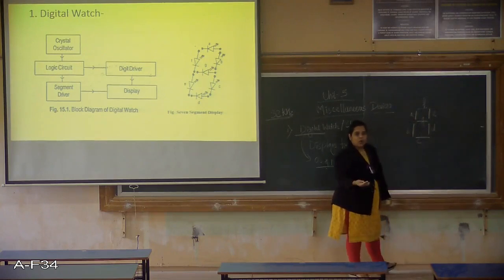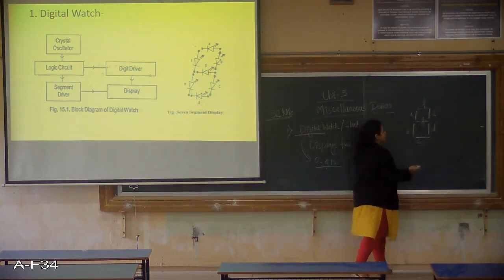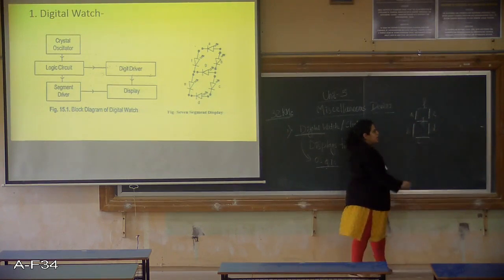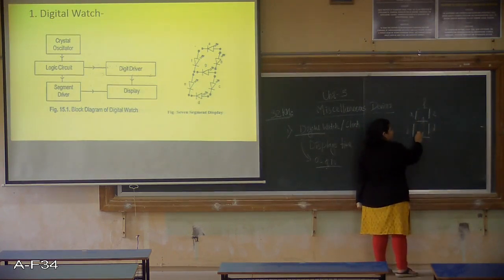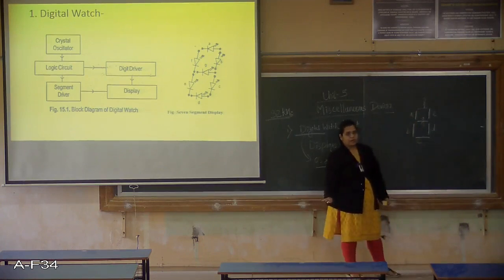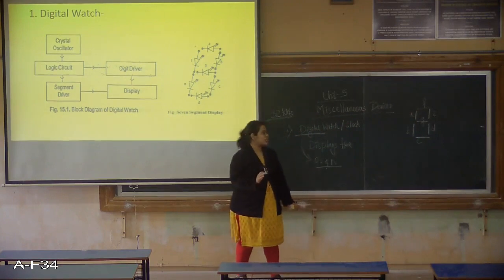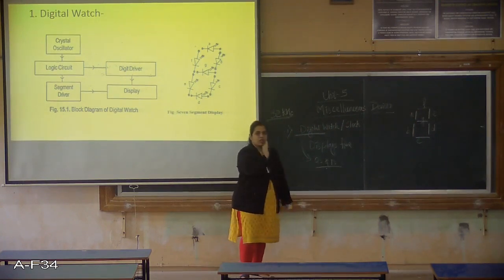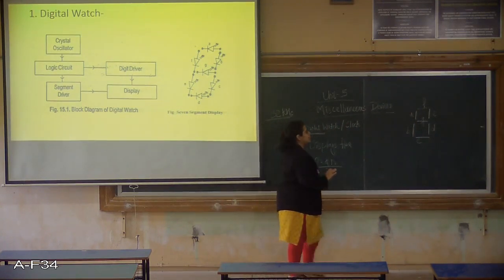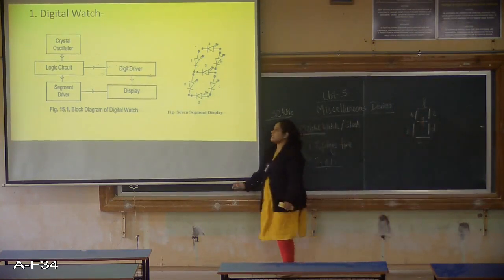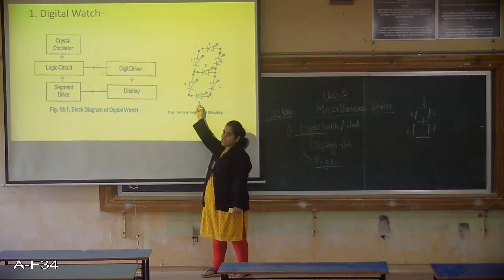If you want to display 1, some segments will be low and others will be off. So the output of the digital watch is the combination of LEDs, whereas it will display the lines. Exactly this is shown here in this diagram.